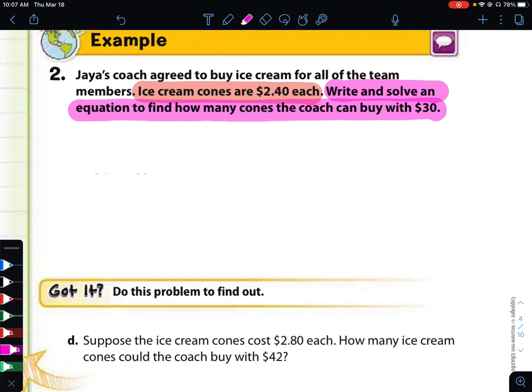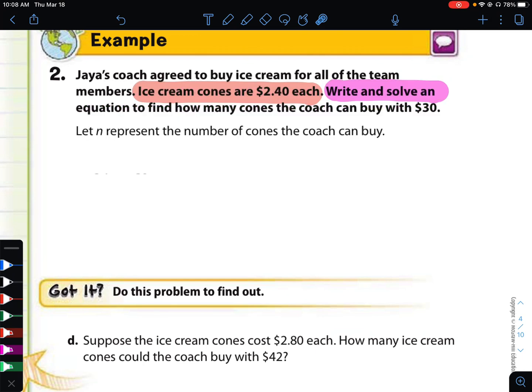So first, let's find out what we are looking for. We want to find the number of cones the coach can buy. So we use that to create our let statement or define our variable. We let n represent the number of cones the coach can buy because that's what we're looking for. After doing that, we write an equation. Since each ice cream cone is $2.40, and n represents the number of cones the coach can buy, we can use the equation 2.4n equals 30 bucks, because he has $30.